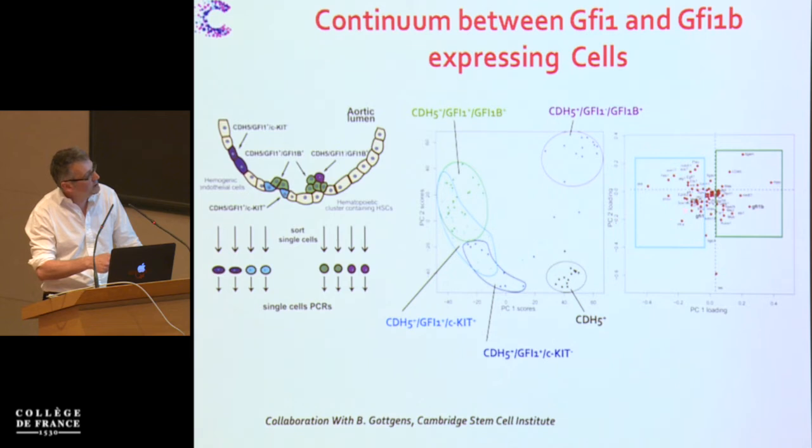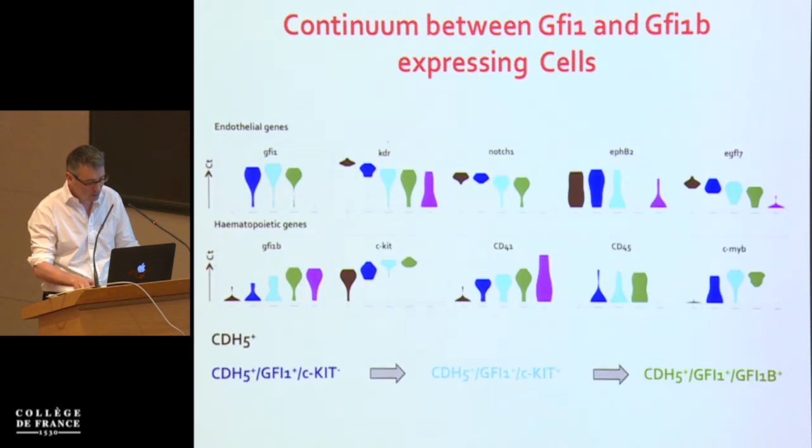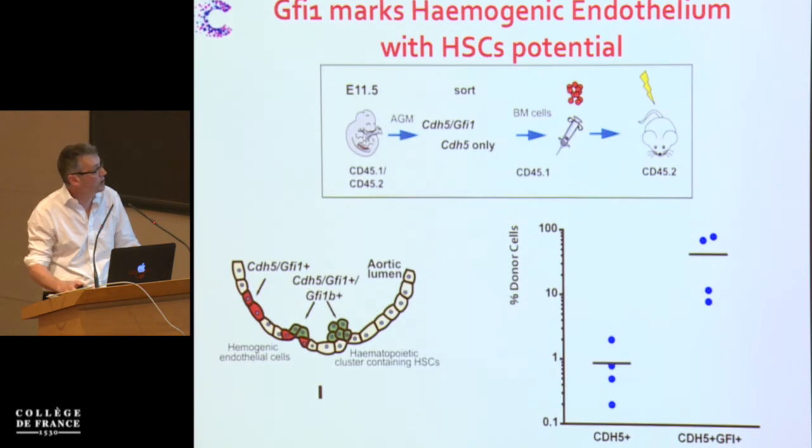And GFI1 seems to be more associated with endothelial genes, and GFI1b is more associated with hematopoietic genes. So again, this is consistent with this progression. And again, in this population, we can see a lot of these endothelial markers are downregulated, and a lot of these hematopoietic markers are upregulated in this different population.